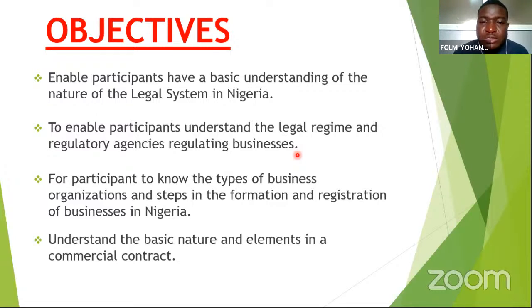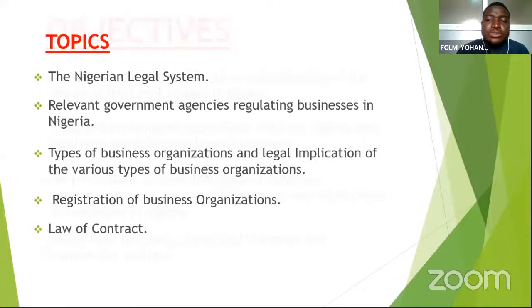And as we are discussing, you get to know why you need to know some of these things. So what are the topics we are going to look at today? The topics are the Nigerian legal system, relevant government agencies regulating businesses in Nigeria, types of business organizations and the legal implication of the various types of business organization, registration of business organization, and law of contract.